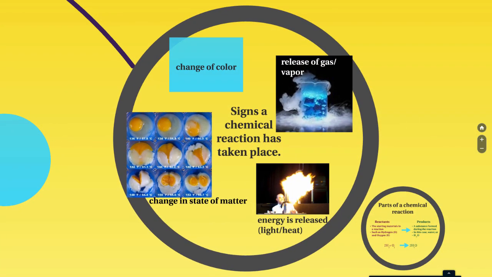So just to revisit those signs of a chemical reaction, we can have a change in color, a release of a gas or vapor, we can have heat or light, our temperatures can change, there can be a new odor or strange odor, or there can even be a change in the state of matter, so solid, liquid, gas. So just remembering the signs that chemical reactions are taking place, telling us that there is something happening to these substances and they are changing it to something new.